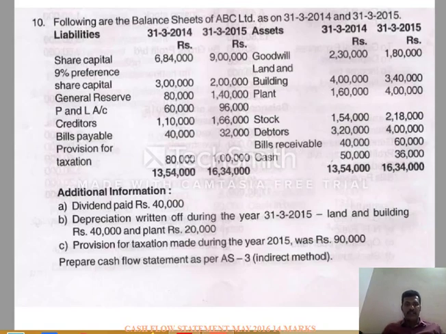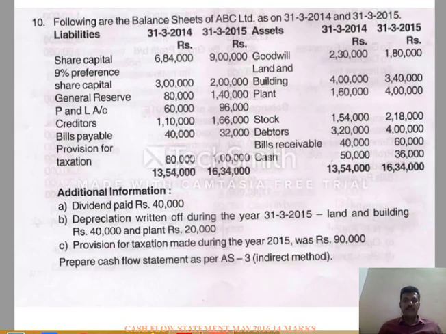The balance sheets of ABC Limited as on 31st March 2014 and 2015 are given below. Under liabilities, we have share capital, 9% preference share capital, general reserve, profit and loss account, creditors, bills payable, and provision for taxation. Under assets, we have goodwill, land and building, plant, stock, debtors, bills receivable, and cash.